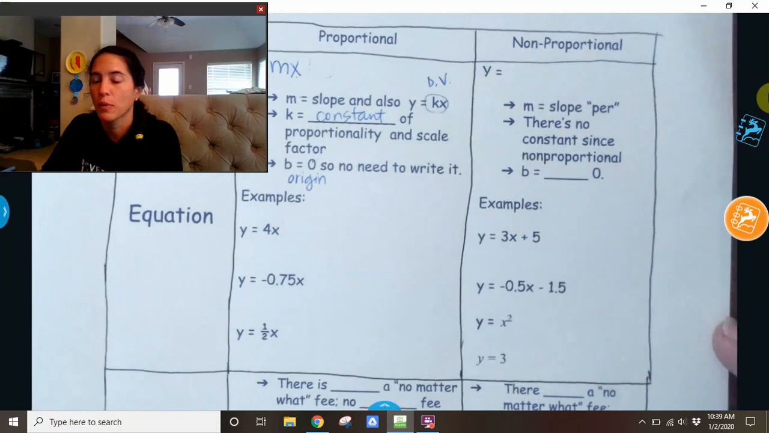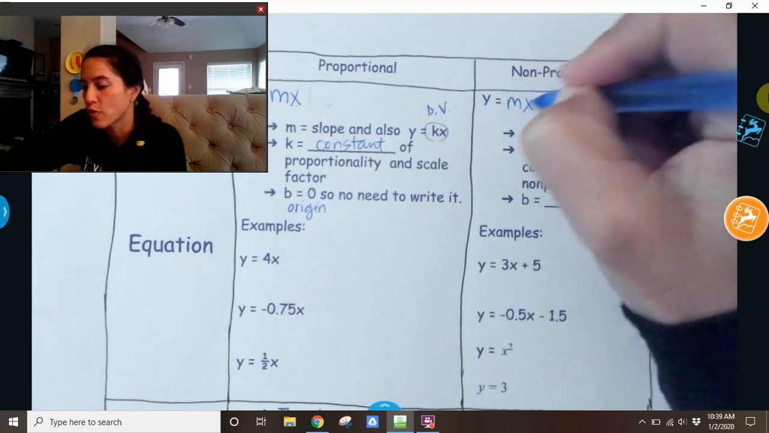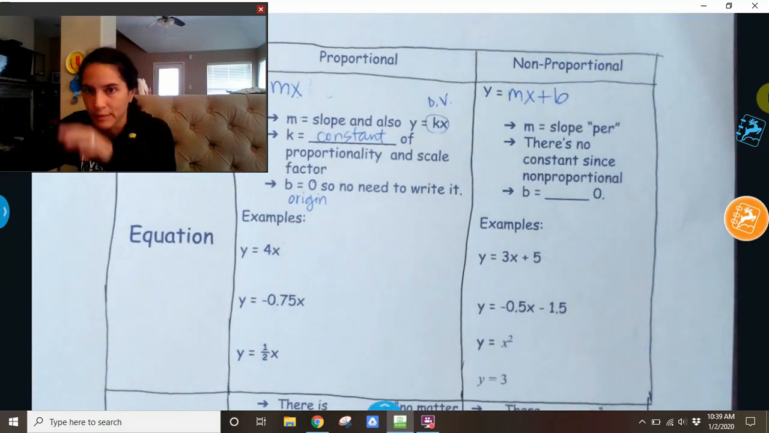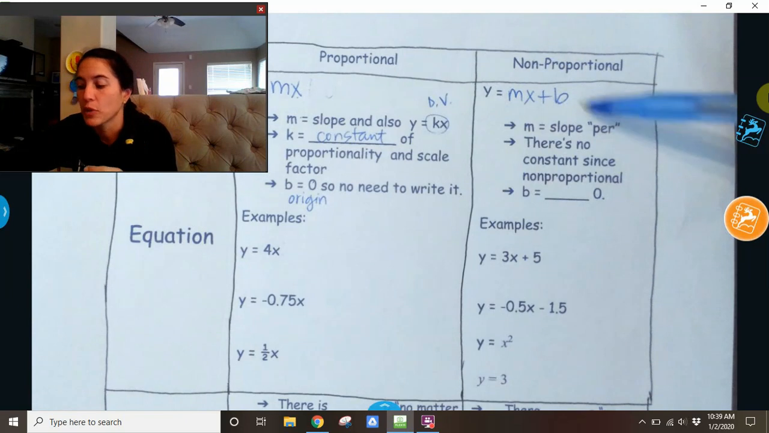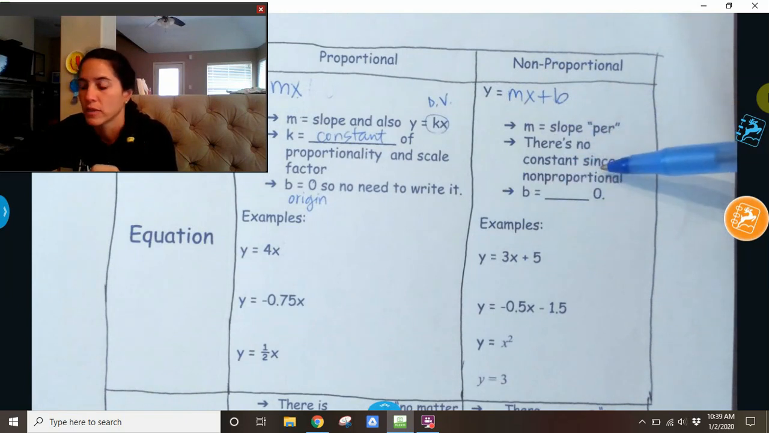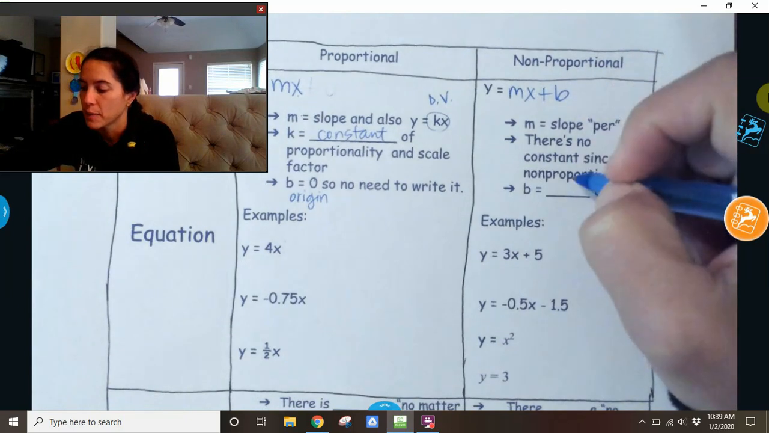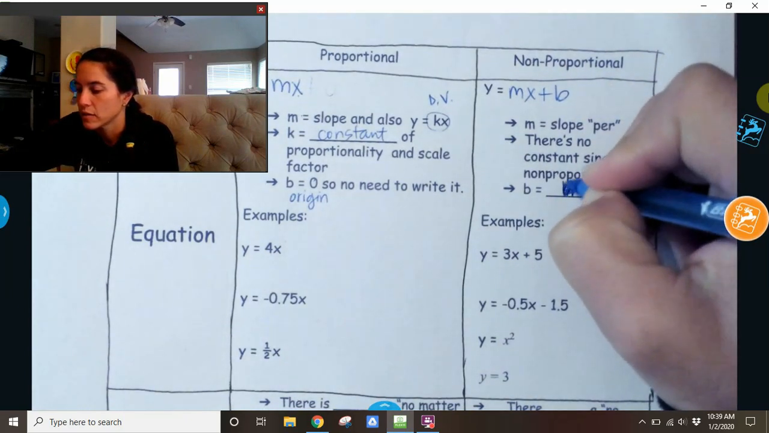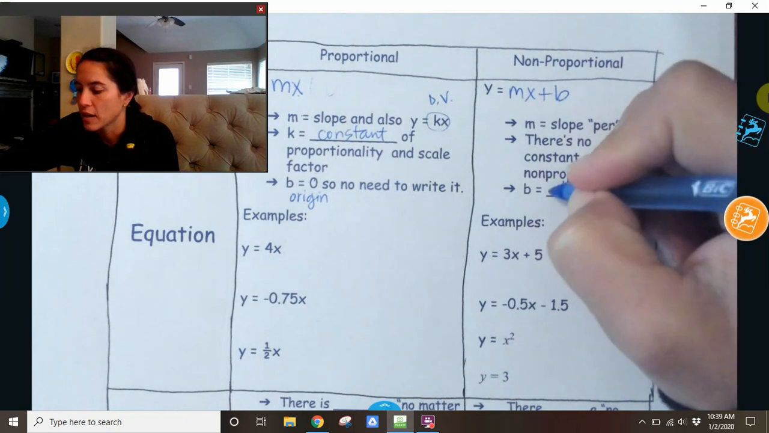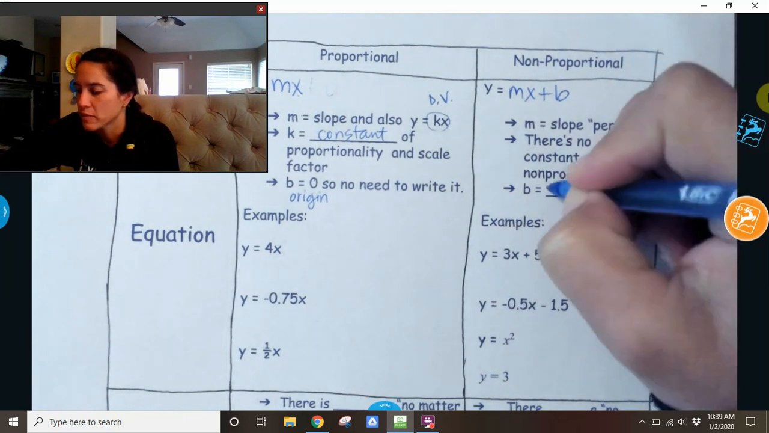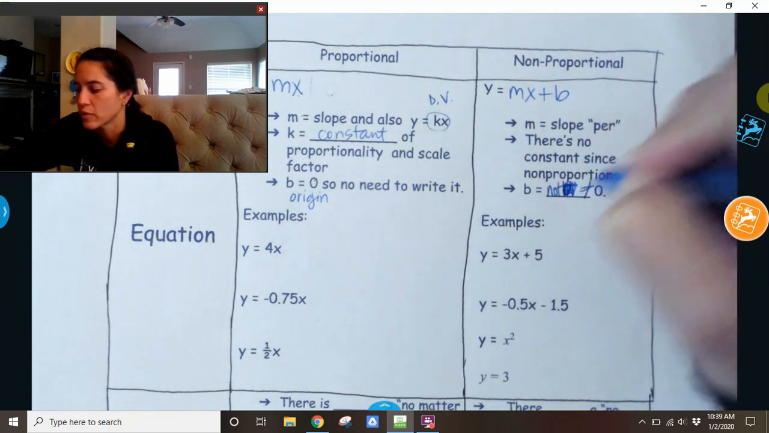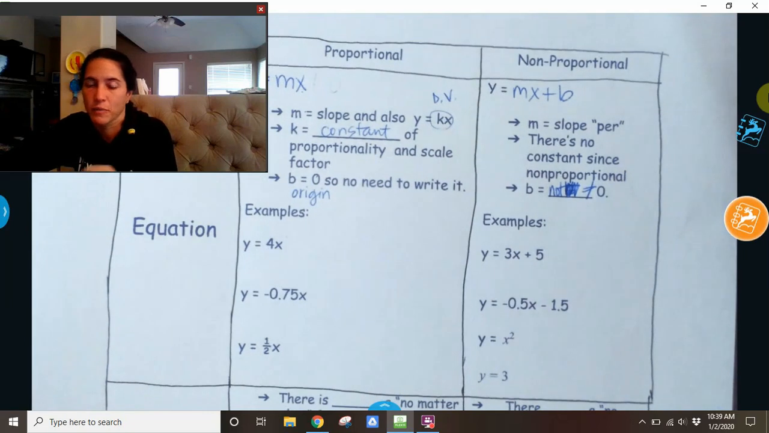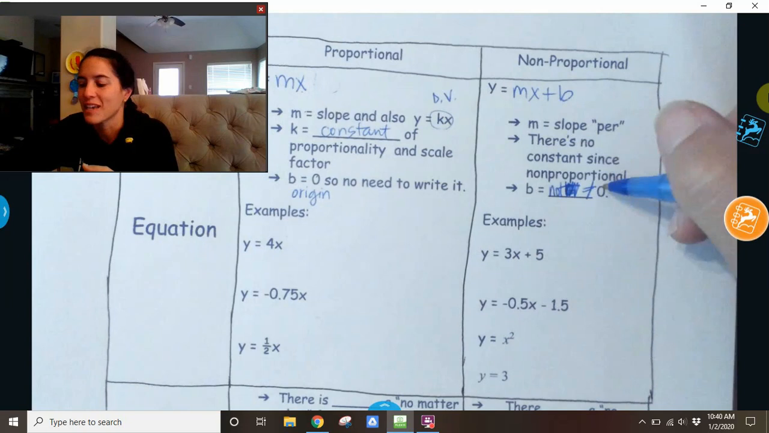For non-proportional, it would be in slope-intercept form, and it would have a plus b. The slope is there, but there's no constant of proportionality since it's not proportional. And b cannot equal 0. B cannot be 0 in this.